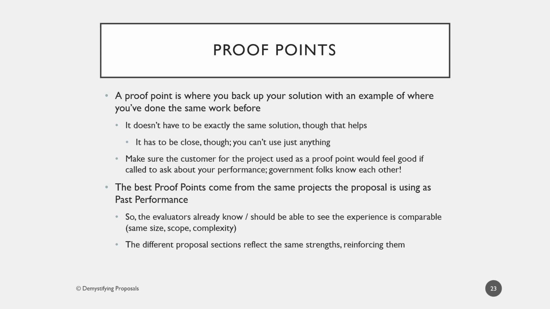The best proof points come from the same projects the proposal is using as past performance. So the evaluators already know them and should be able to see that the experience is comparable: same size, scope, and complexity. And the different proposal sections reflect the same strengths. That reinforces them.